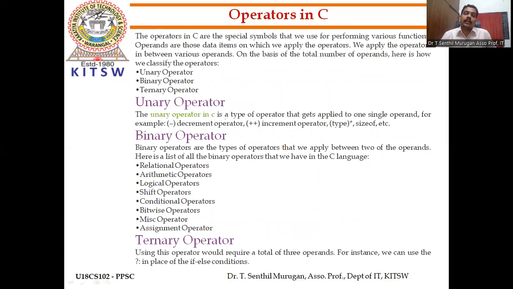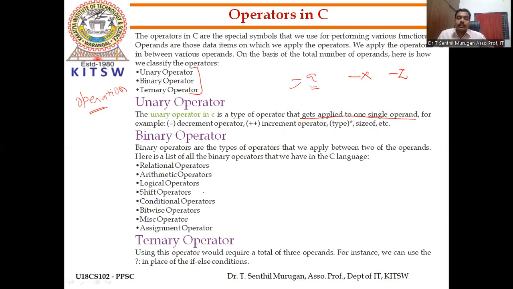Operator. Operator means it will perform some operation; that which is used to perform the operation is considered an operator. The operators are classified into three types: unary operator, binary operator, and ternary operator. What is a unary operator? A unary operator is applied to only one single operand. Okay, so -a, -x, -z. That means it will take a value and assign the minus sign to it. This is a unary operator.